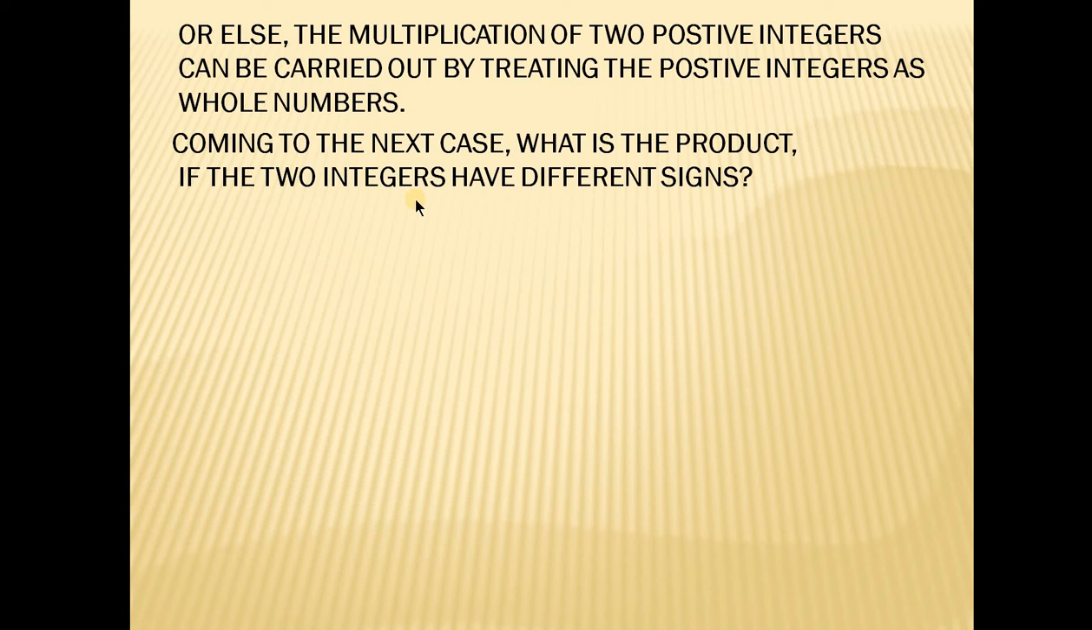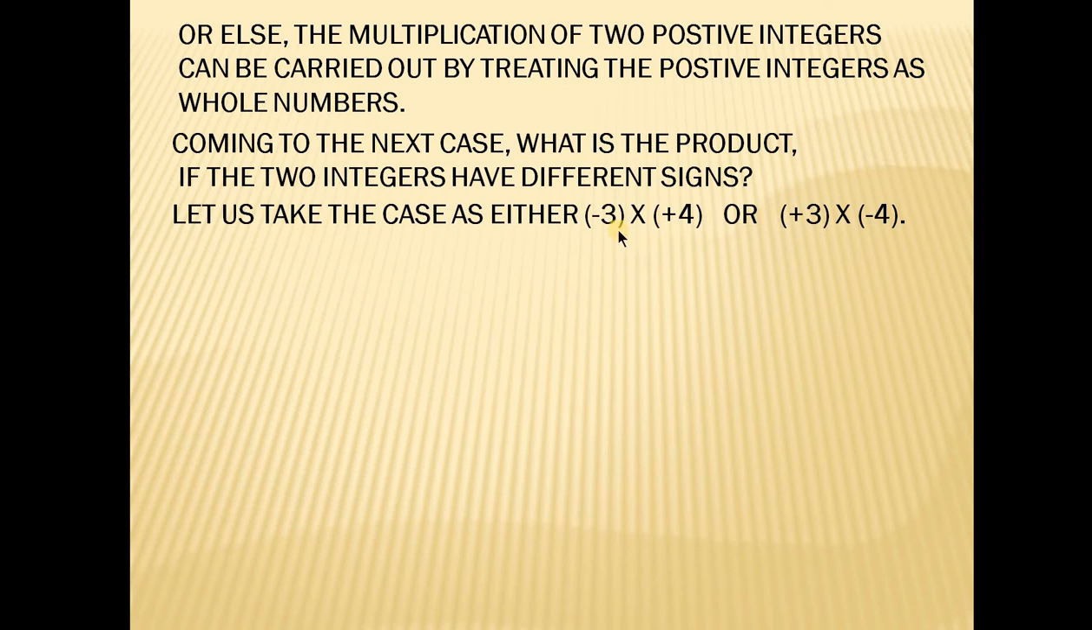Coming next, the next case is: what is the product if the two integers have different signs? You are multiplying two integers, one is a positive one and the other one is a negative one, or maybe the first is the positive one and the second is the negative one. In such cases, how will you interpret this? So let us take one case: negative 3 multiplied by positive 4, or positive 3 multiplied by negative 4.